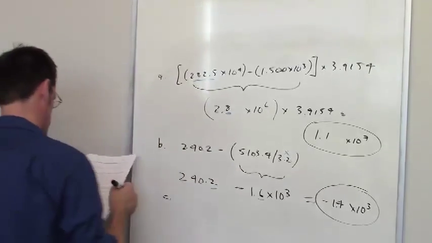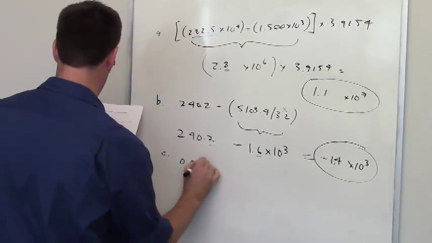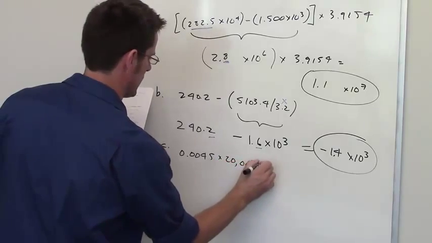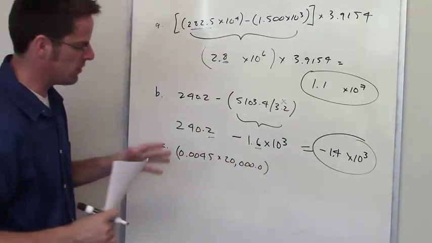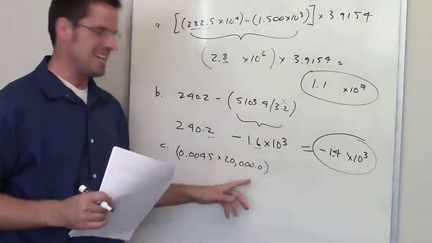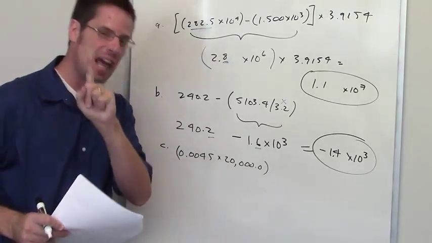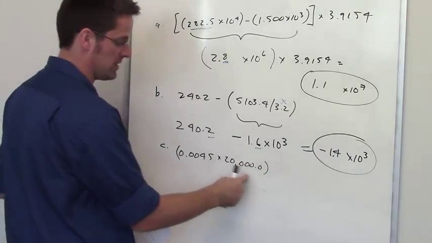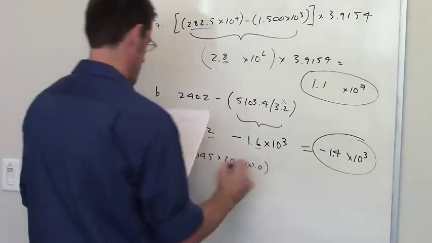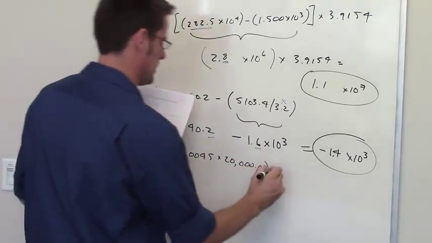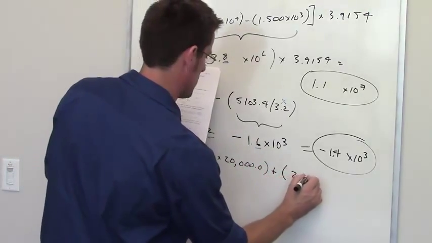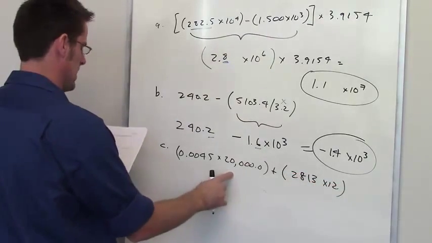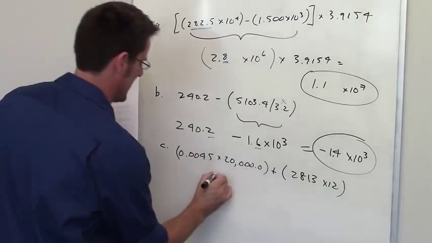Now in the last problem, I'm given this number, 0.0045, multiplied by 20,000.0. Now, as I've stated in another video, no zeros to the right count as being significant unless they're to the right of a decimal, which means that all of these zeros do count as significant. We've got this process, and then I add that to 2013 times 12. If I multiply these two values together, I end up getting 90.